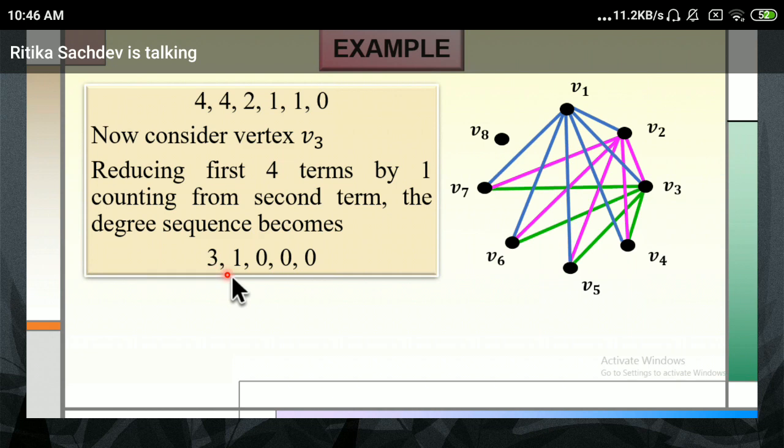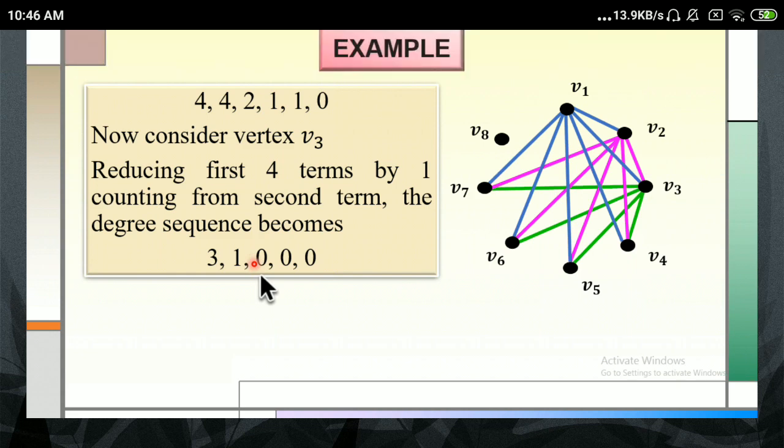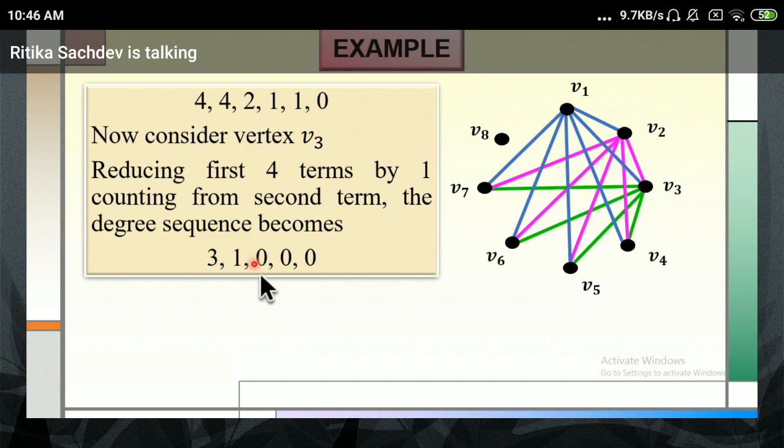Why? Now if I consider this as 3, I should subtract 1 from the next 3 numbers. Now if I subtract 1 from this, I'll get this as 0. But if I subtract 1, I'll get -1, -1. But in a graph, can I have -1 edges? No. Is my point clear? What did I say?